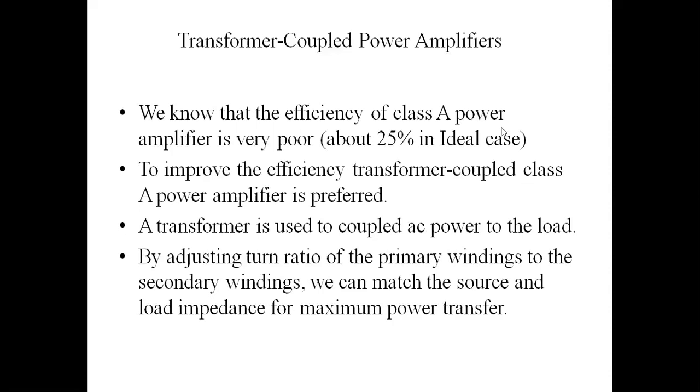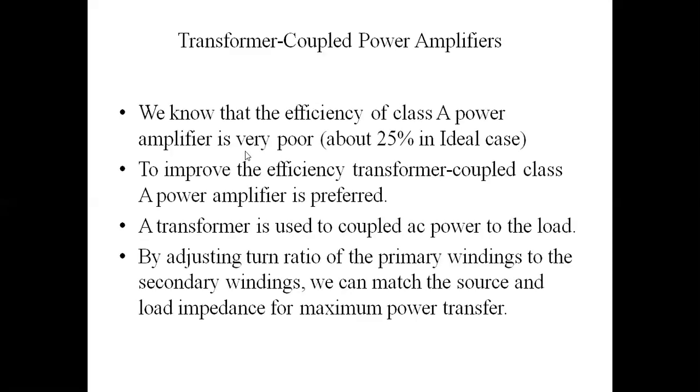We'll discuss transformer coupled power amplifiers. We have already studied the efficiency of a class A power amplifier, which for the ideal case is almost equal to 25%. As we have already studied, the efficiency of a class A power amplifier is very poor, that is, almost about 25%.